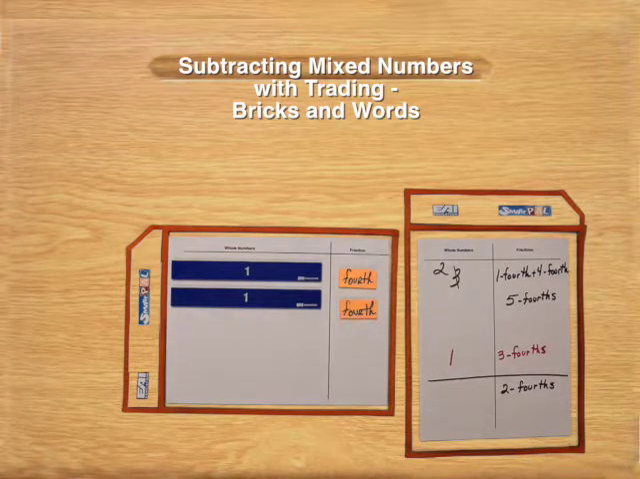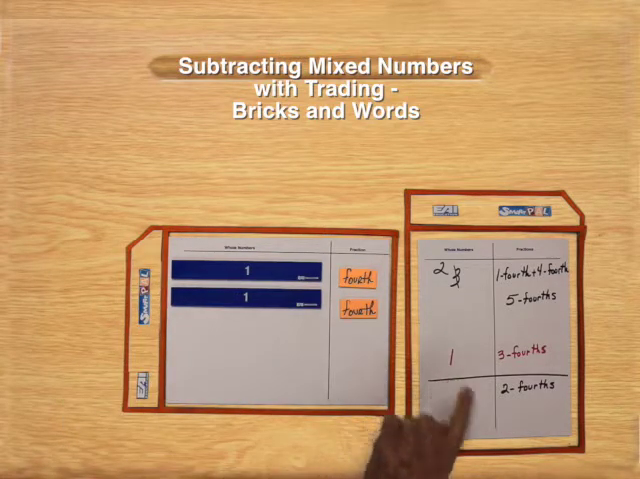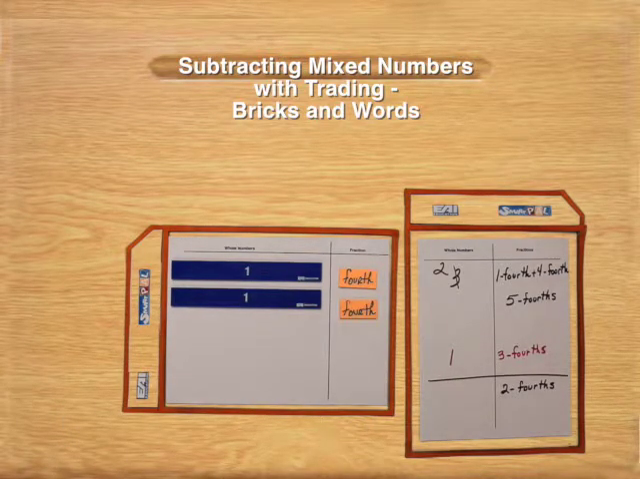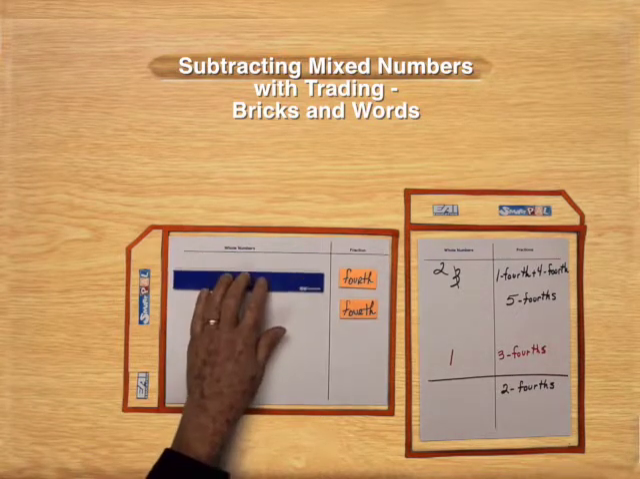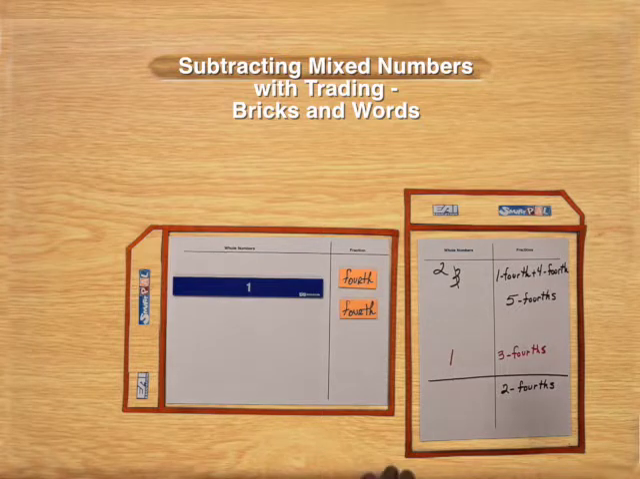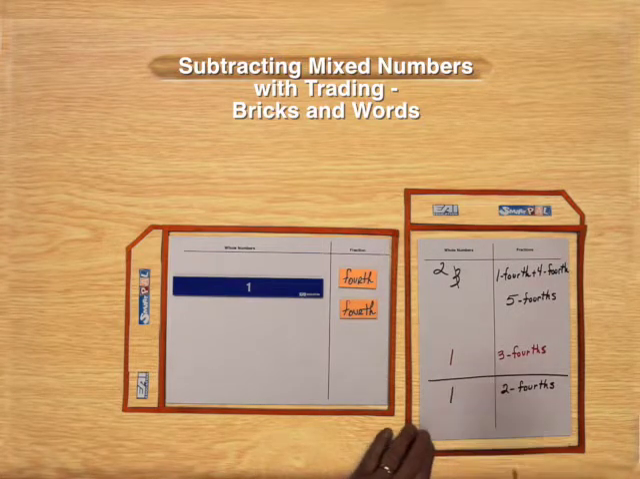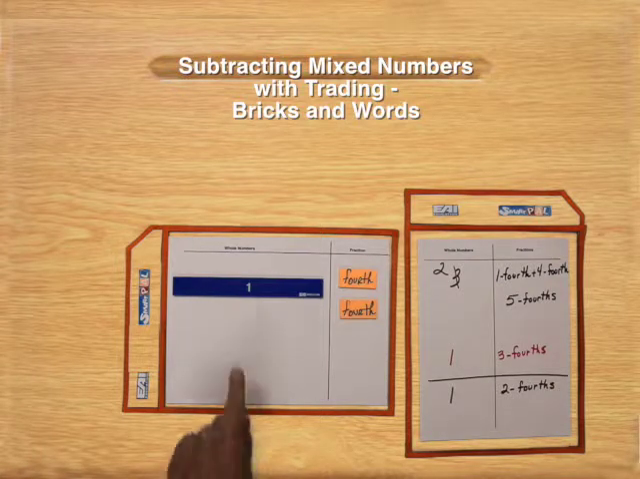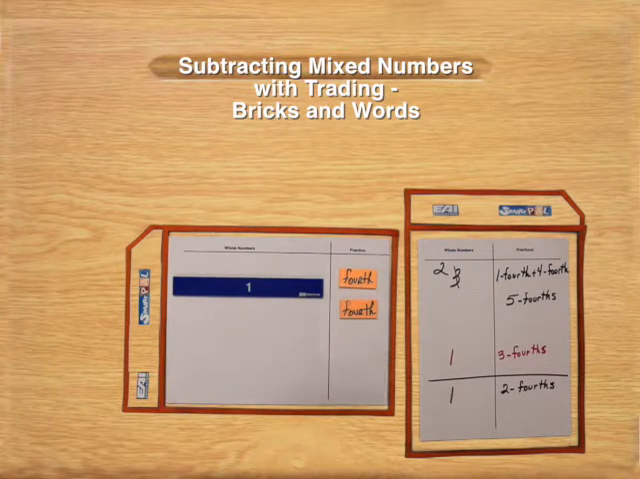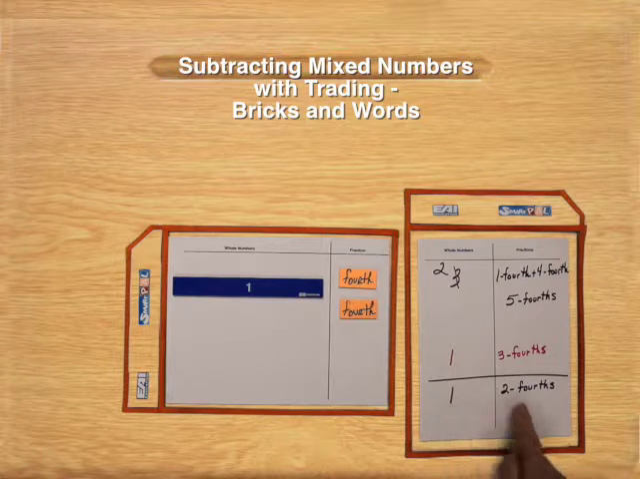Now let's look at our 1s. We had 2 1s. We want to take away 1 1. So we do that. We take away 1 1, and that leaves us with 1 1 remaining. And let's record that. So now our answer is 1 and 2/4.